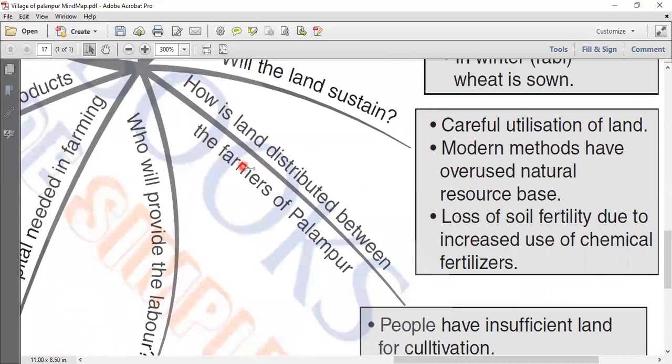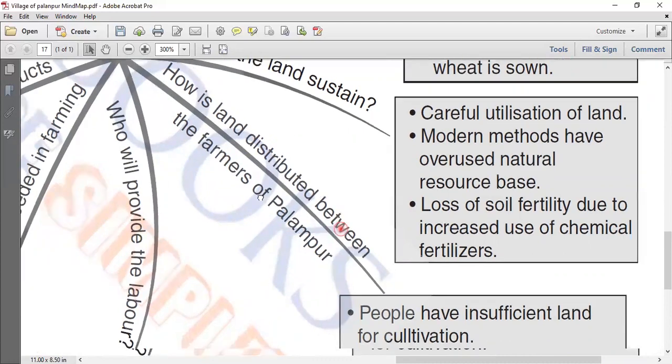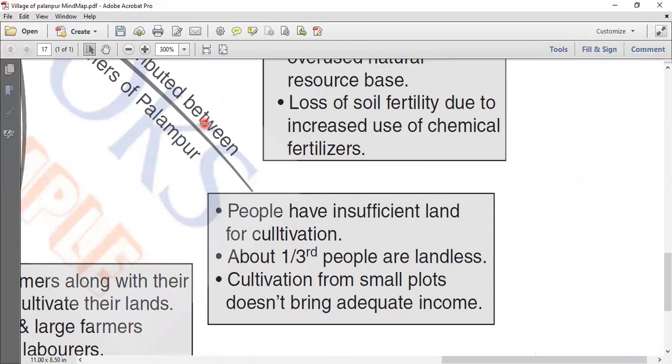So, how is the land actually distributed amongst the farmers of Palampur? Now, people have insufficient land for cultivation because around one third of people in Palampur are landless, and cultivating from small plots of land is not bringing enough income. The ones who are working on smaller plots of land need to do extra jobs to keep their lives moving.